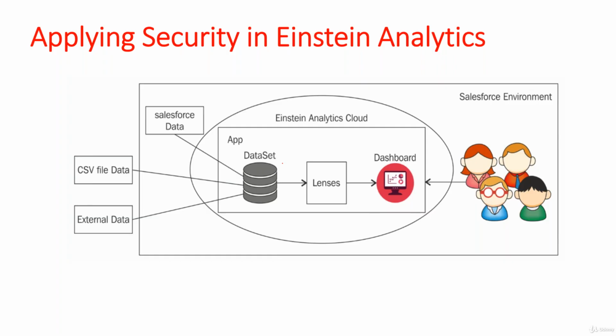Like, if this is my Einstein Analytics Cloud, where we create different applications, with that I have a dataset. From the dataset, we can create lenses. We can create dashboards, which I have shown you in previous sessions. So now, to my Einstein Analytics platform, I may get data either from my CSV file, or from some external database, or I can get data from Salesforce, from my Salesforce org. So there are different places where I'm going to upload my dataset.